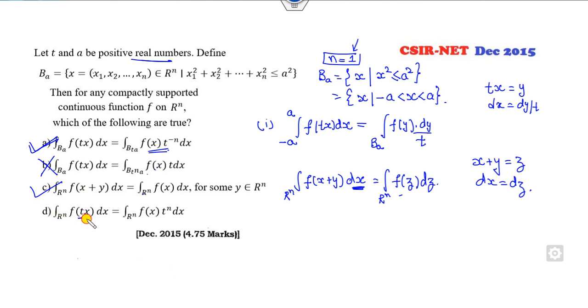Look at this one. This is t of x. That's similar to this, but it's t raised to power n. But we have t raised to power minus 1. So this option is cancelled. So A and C are the right options. So you just simply take, instead of R^n, you simply work on R by taking n equal to 1.